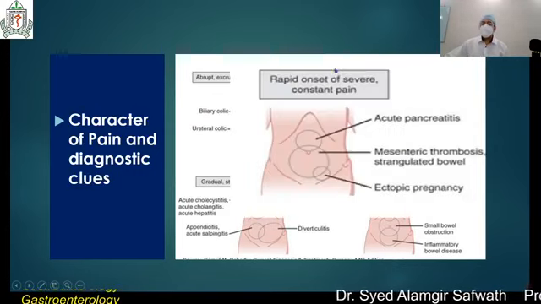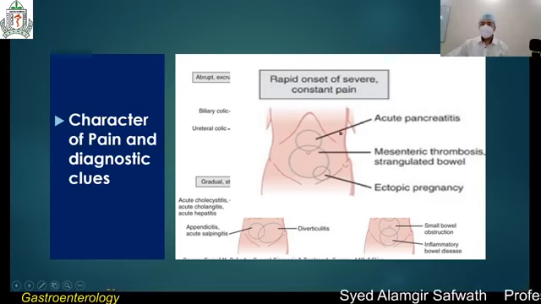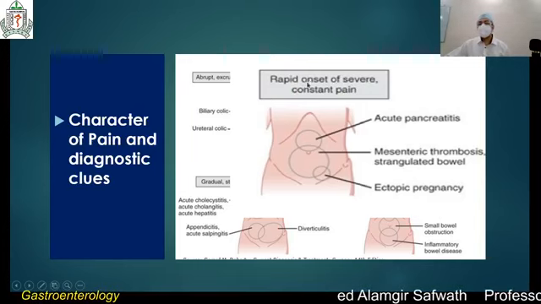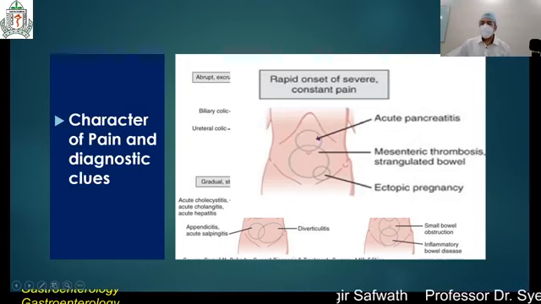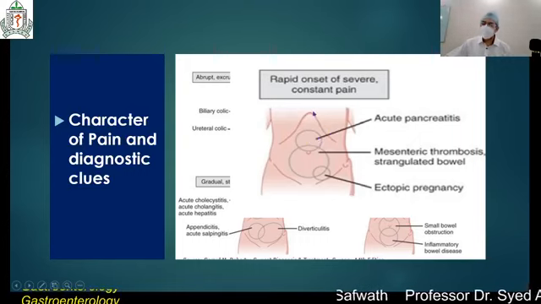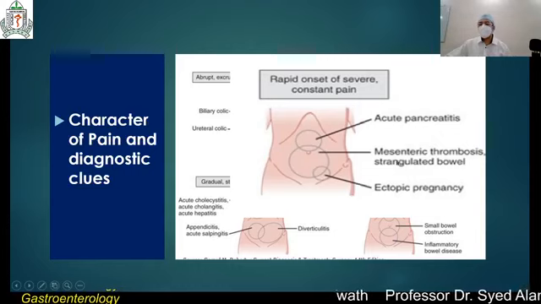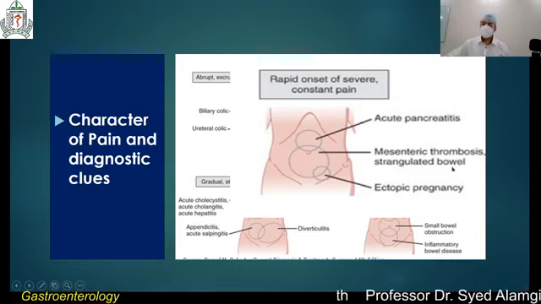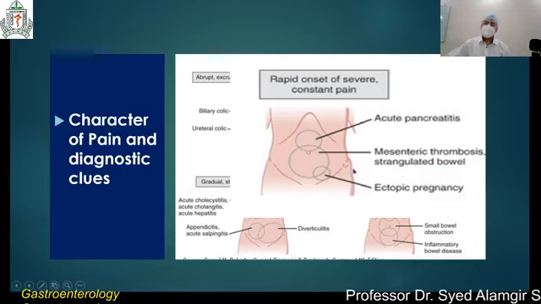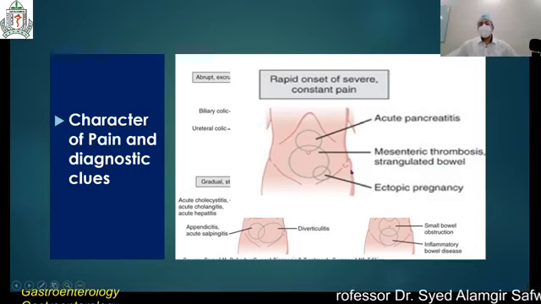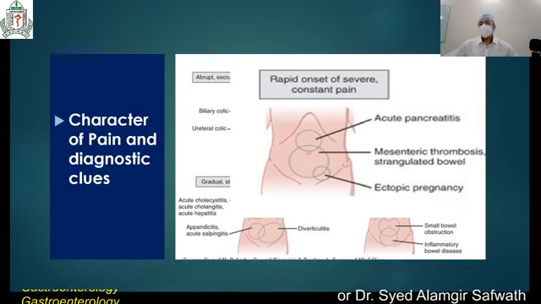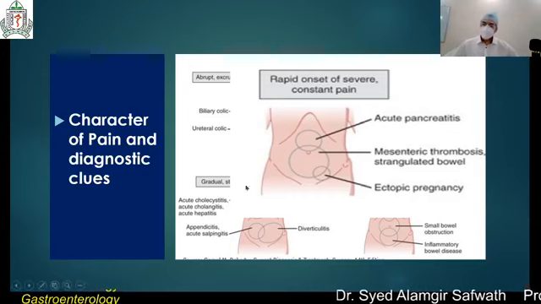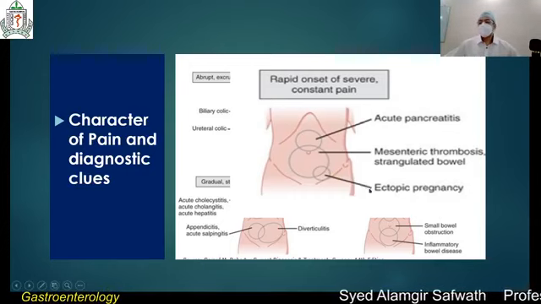Then if you look on this side, you'll find there is a history of rapid onset of severe but constant pain. So it might be a case of acute pancreatitis if the pain is in the epigastrium. If it is periumbilical, then there is some mesenteric thrombosis or strangulated bowel. And in case of a female, always keep in your mind that if a female of childbearing age comes to you with severe abdominal pain, it is mandatory that you exclude ectopic pregnancy.